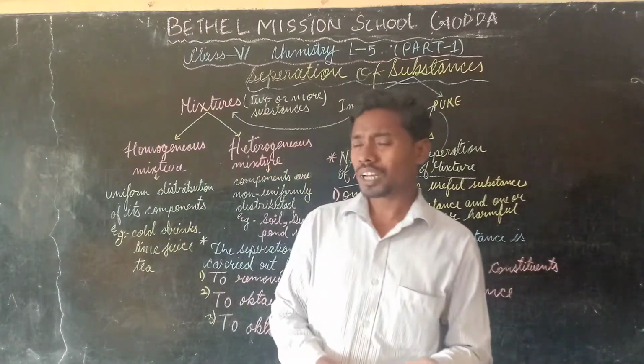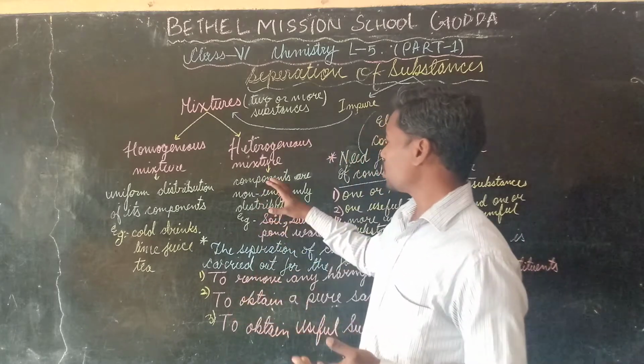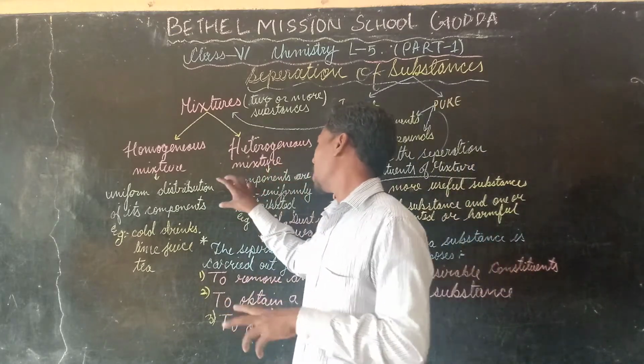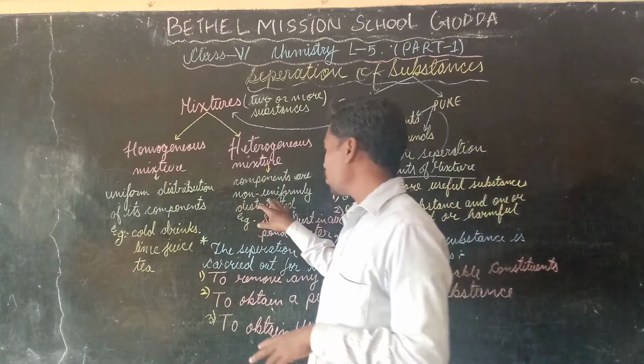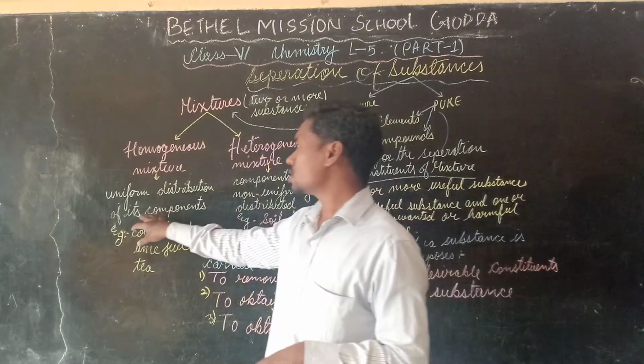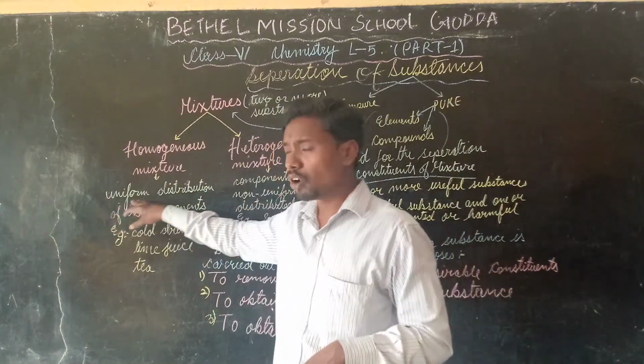So in a way you can understand that in some types of mixtures the components are non-uniformly distributed, whereas in some mixtures they are uniformly distributed.